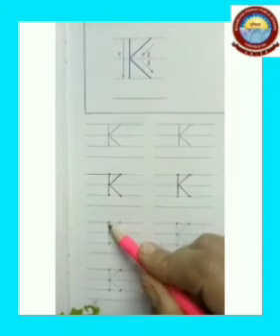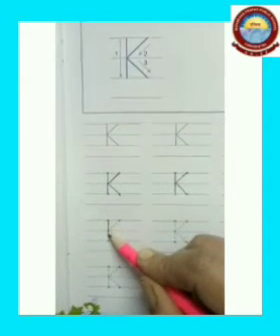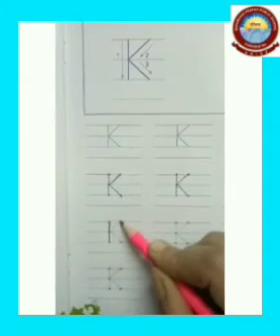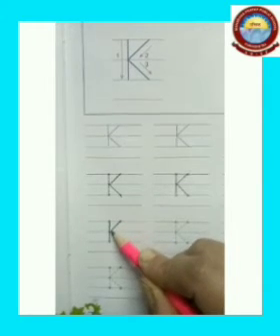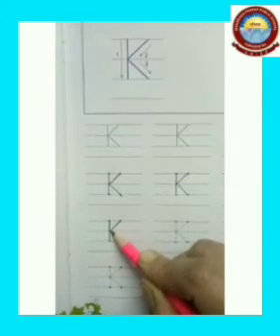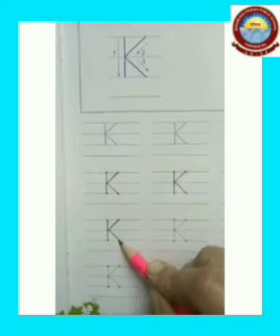Children, first draw a standing line up to down. Again go to the top and draw left slanting line. Then make a right slanting line. Which letter is this? This is letter K. K sounds K.